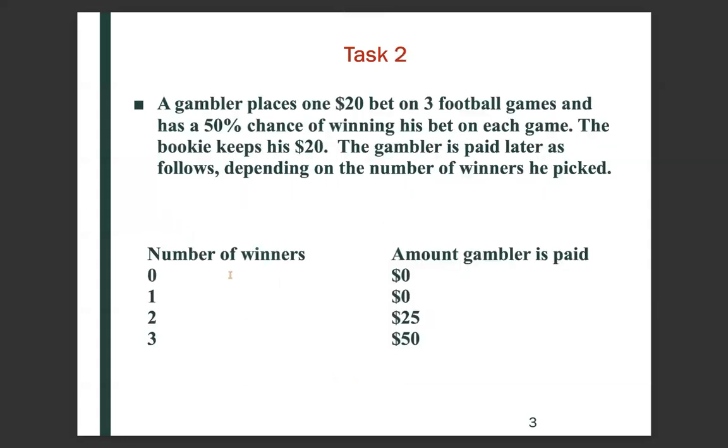Task 2. A gambler places one $20 bet on 3 football games and has a 50% chance of winning his bet on each game. The bookie keeps his $20. The gambler is paid later as follows, depending on the number of winners he picked. So here we have the number of winners, 0, 1, 2, and 3, and then the amount the gambler is paid. So if there are 0 winners, then the gambler is not paid anything. And if there's 1 winner, the gambler doesn't get anything. With 2, the gambler gets $25. With 3, the gambler gets $50.